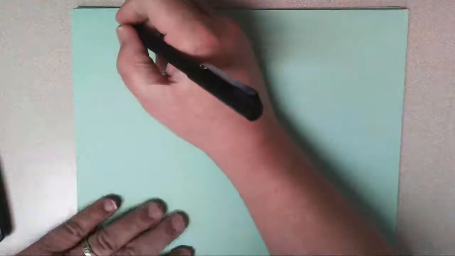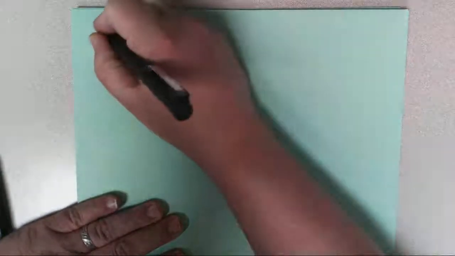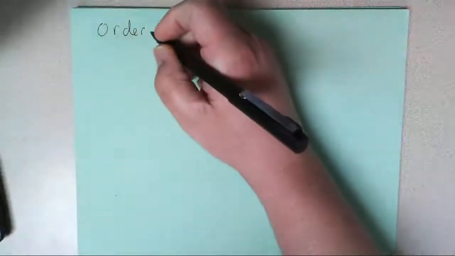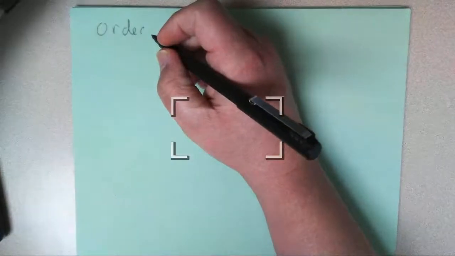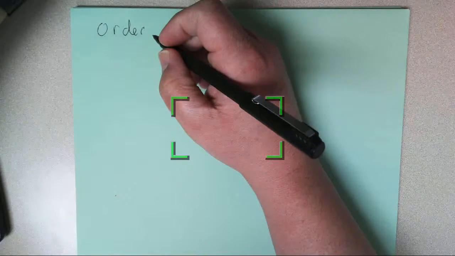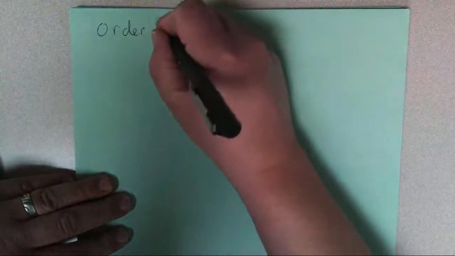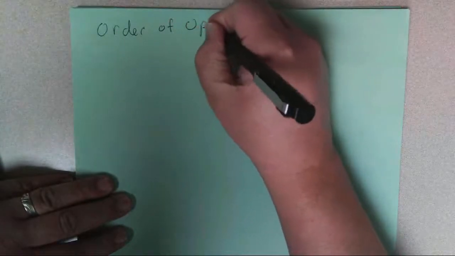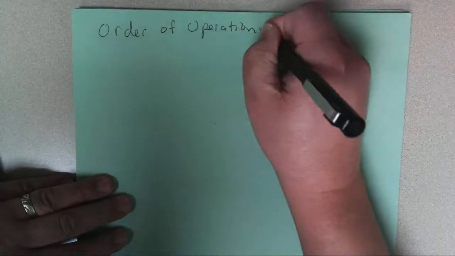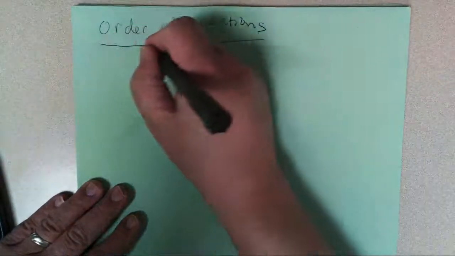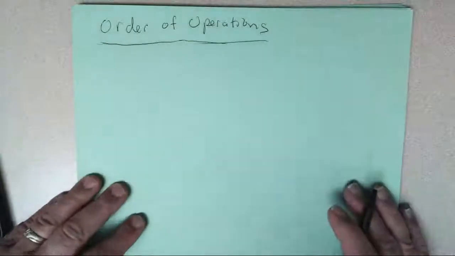Let's talk about order of operations. And this may be one of the most important things for you to understand in this class here. Okay, order of operations. And what I'm going to do is give you four basic rules of order of operations.